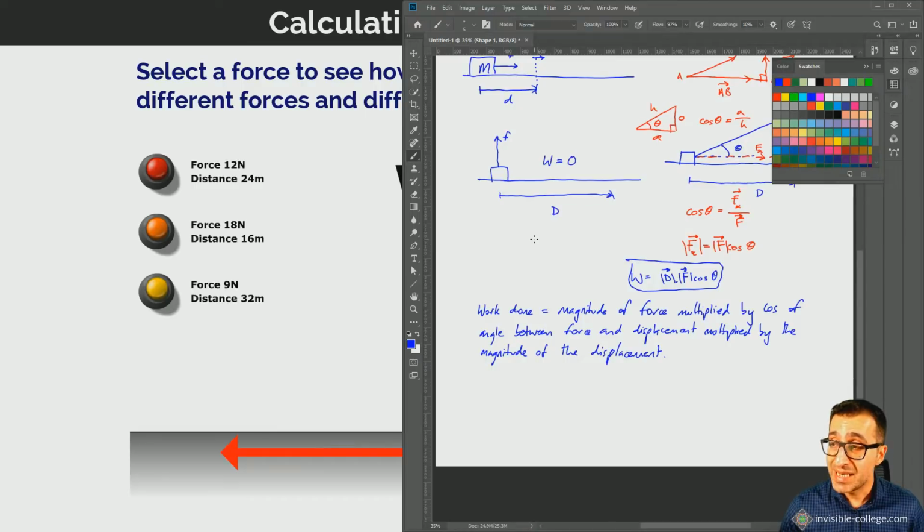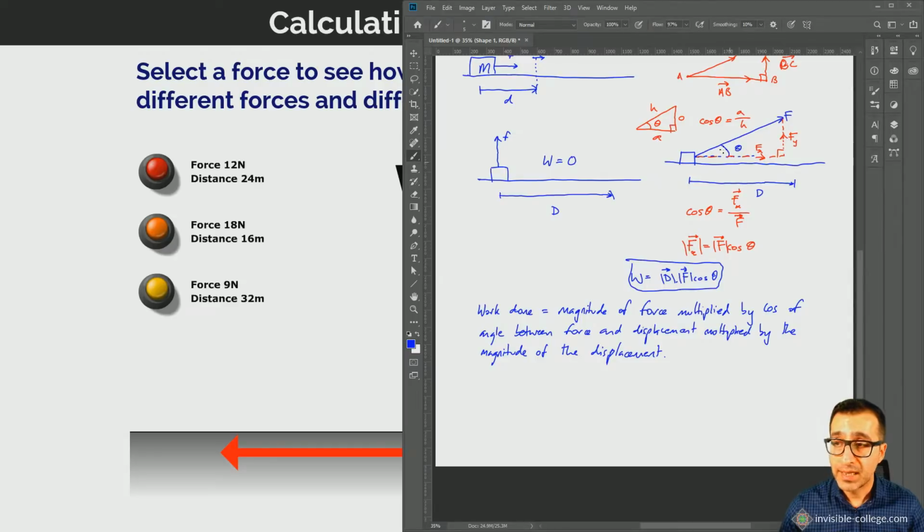So if an object is being displaced in a specific direction, and it can be an object on a surface, it can be an object moving in deep space, whatever it is. If an object is moving with a particular displacement, and there's a force acting on that object at an angle to that displacement, then the work done by that force on that object is equal to the magnitude of the force multiplied by cosine of the angle between the force and the displacement multiplied by the magnitude of the displacement.